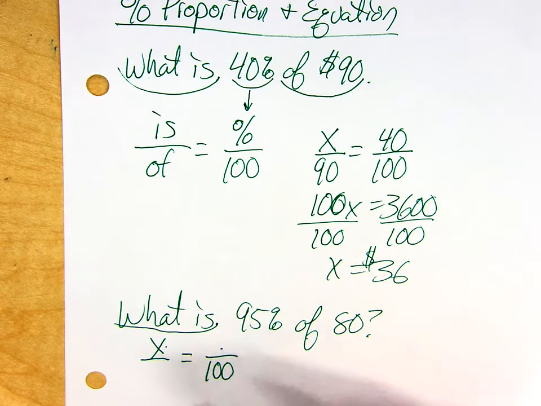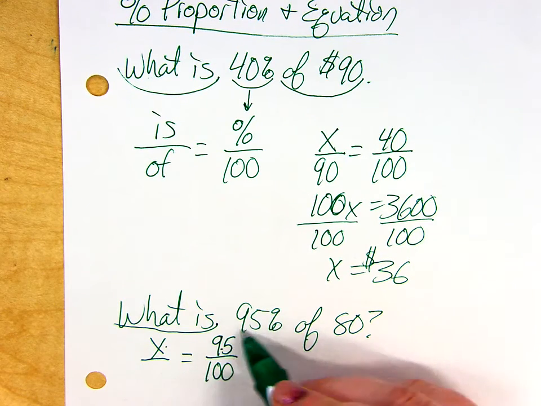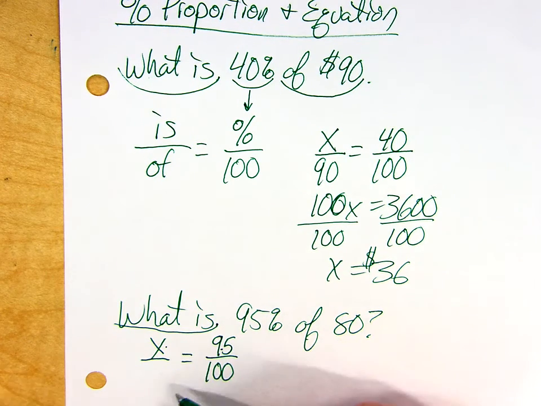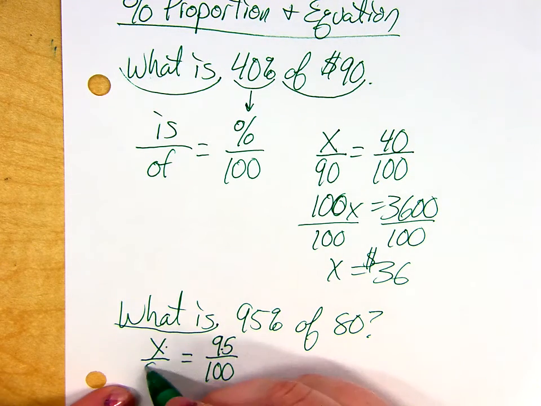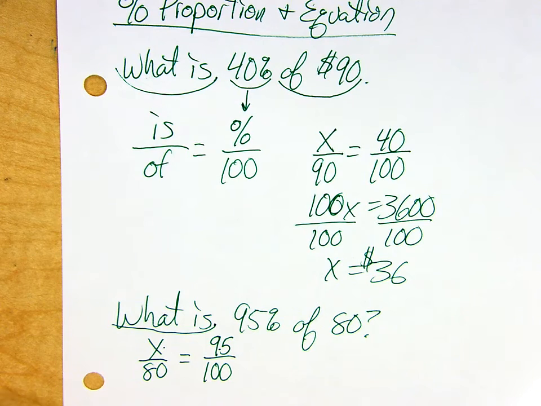Jed? 95. It's got a percent sign on it, so that automatically goes in the percent spot. And then what's going to go down here for of? Kaden? Correct. So there is my correct proportion. Now I just have to cross multiply and solve.